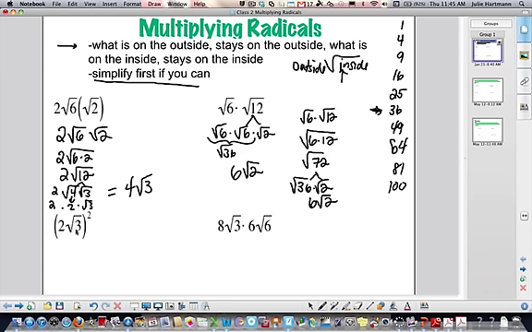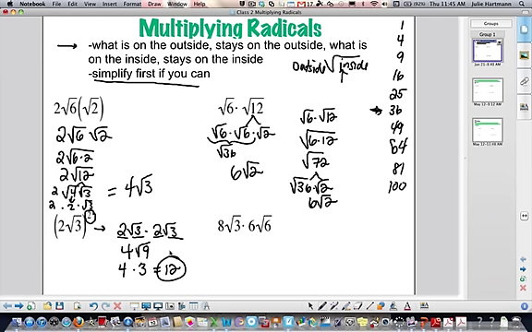All right, next one, 2 root 3 squared. Well, we've done squares before. We know that that means 2 root 3 times 2 root 3. Well, what's on the outside stays on the outside. So 2 times 2 is 4. And then what's on the inside stays on the inside. Root 3 times root 3 is root 9. Square root of 9 is 3. So 4 times 3 gives us 12.